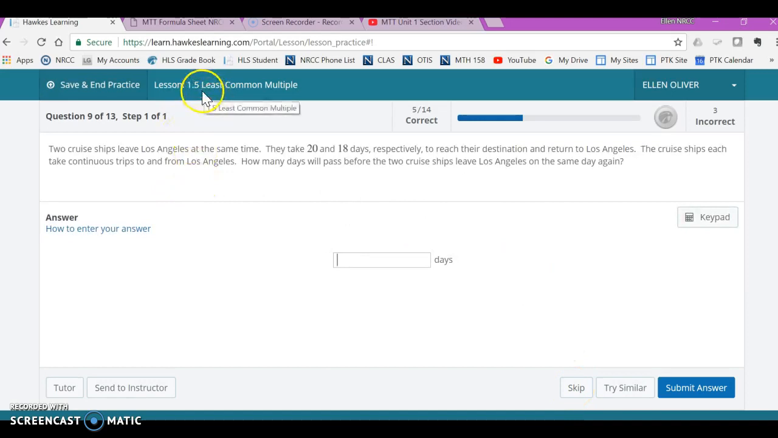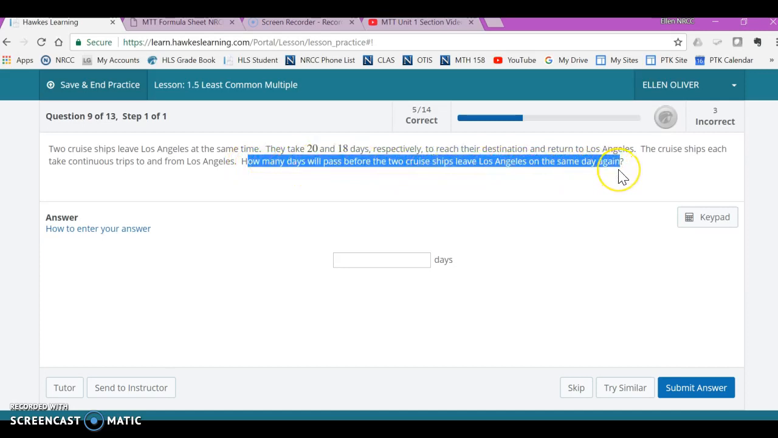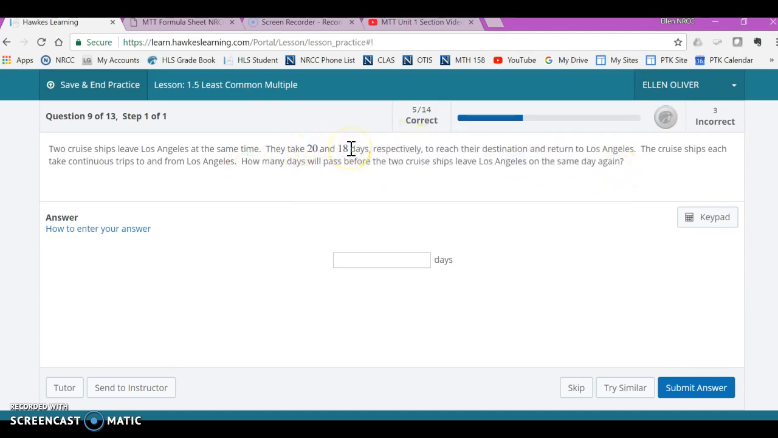Okay, here's a word problem. Probably because it's in the least common multiple section, I'm going to use that method to solve it. It's a confusing problem, but if you read it, you see that what we want is how many days will pass before the two ships leave LA on the same day again. It's going to be the least common multiple of those two sets of days. It's the smallest number that both 20 and 18 will go into. So I'm going to use the ladder method here.